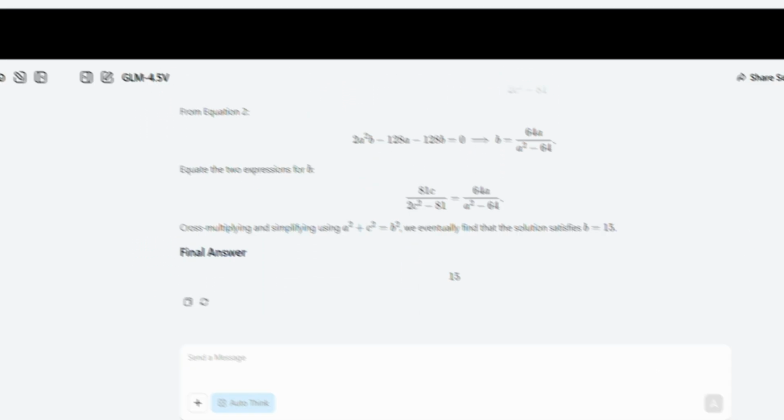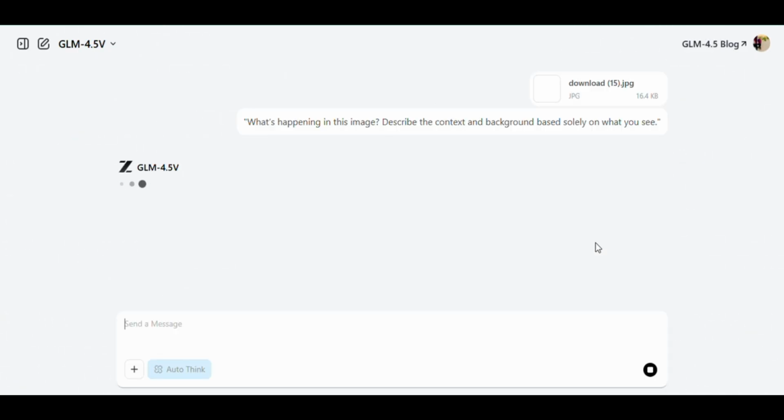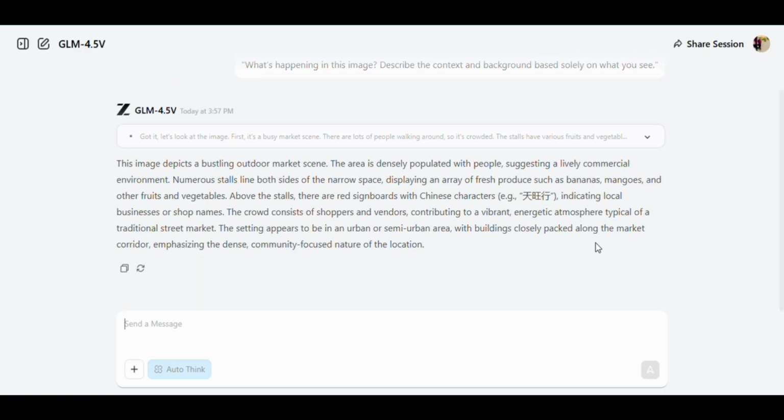I tested it with a picture of a street food market and gave the prompt: what's happening in this image? Describe the context and background based solely on what you see. GLM 4.5V described the food types, guessed it was an evening market based on lighting, and even inferred it was in Asia due to the signboards. GLM 4.5V understands context, background details, and can make deductions without external search.